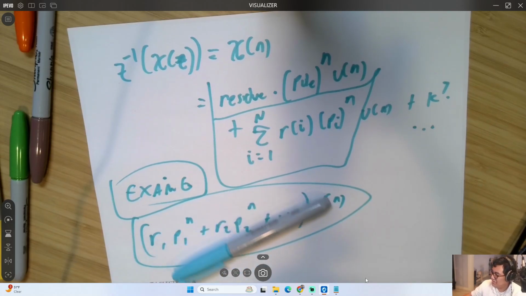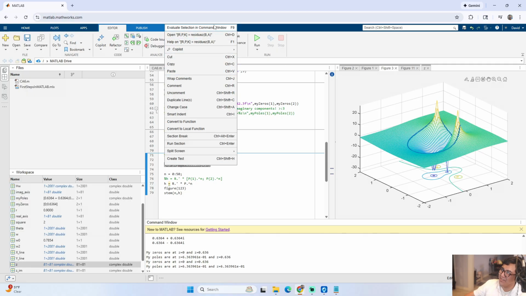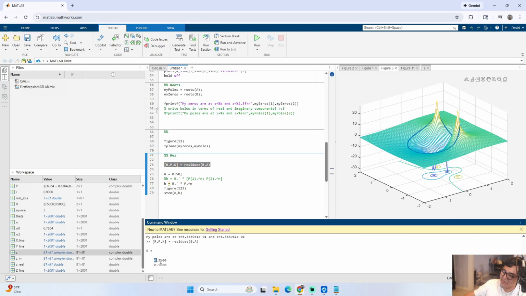Anyways, let's see. I end it with this. Residues, let's run that. F9. Great. So then you get 2 residues. This residue goes to this pole, and this residue goes to that pole, and we're just looking at these poles. The poles are what truly matter.